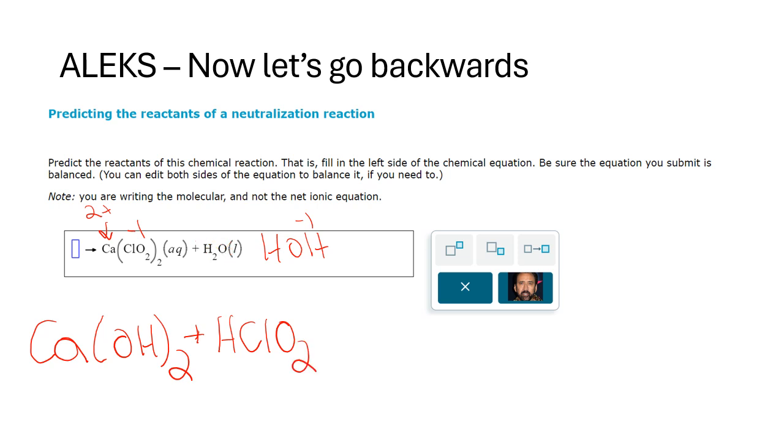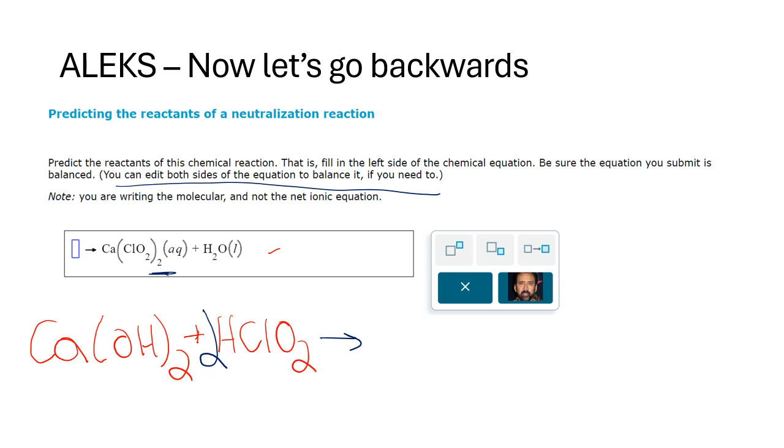And this will be then the reactants. Now, since there's a 2 there, we need a 2 there to balance it out. So, oh, it says here, okay, you can edit both sides. I'm sorry. So you would have to edit the right side too.